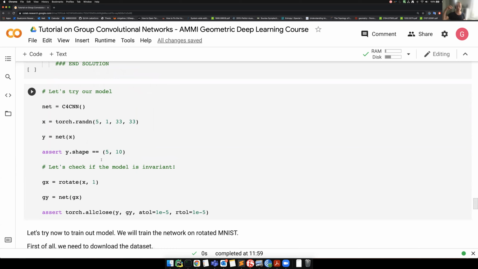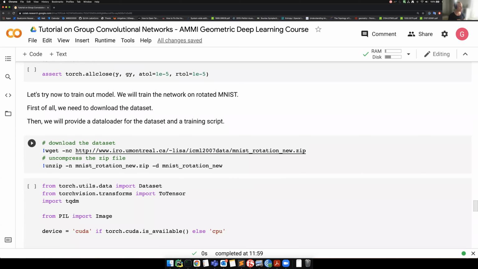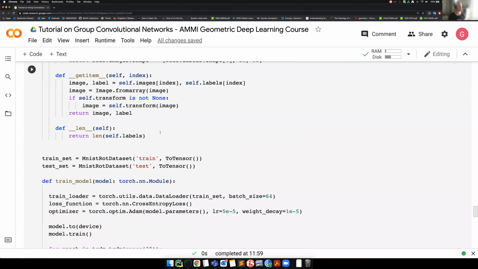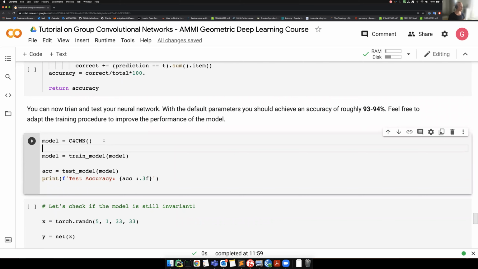But we're going to put an invariant classifier at the end because we want to train this network on MNIST. So then you just download the dataset from MNIST. I prepared for you the data loader, the training loop, and the testing loop. And now we build your neural network, we train your neural network, and then we test it and check the performance. With the default parameters I give you, if you follow my template, you should reach an accuracy of 93, 94%.